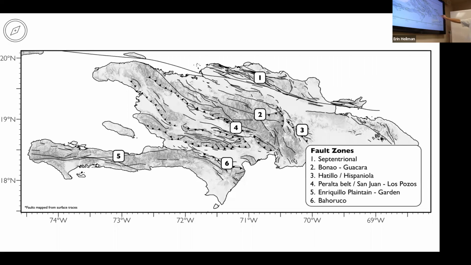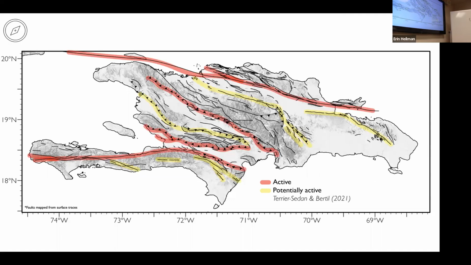The northernmost fault zone is the Septentrional fault zone. Number 2 here is pointing out the Bonao-La Guácara fault zone. 3 is the Hatillo or Hispaniola fault zone. 4 is this fold and thrust belt just to the south of the Central Cordillera. 5 is a left lateral strike slip fault, the Enriquillo-Plantain Garden fault, which curves into this thrust fault here, the Bahoruco fault, that serves to uplift the Sierra de Bahoruco. So a recent work by Terrier, Sedan, and Bertil looked at seismicity and tried to classify these faults as active or potentially active.